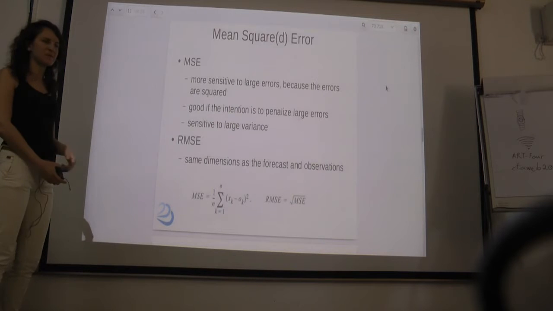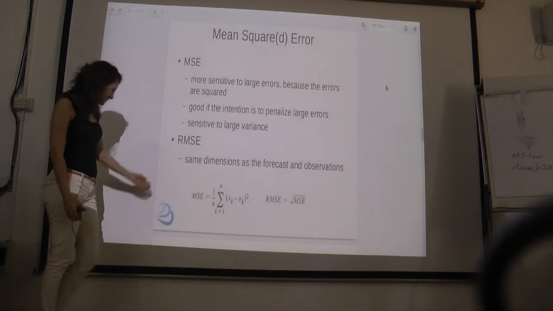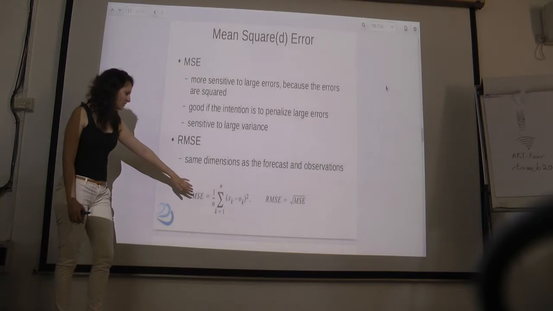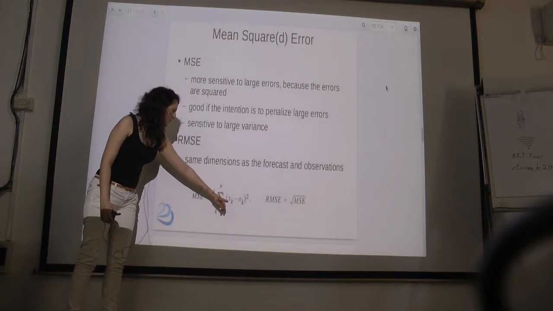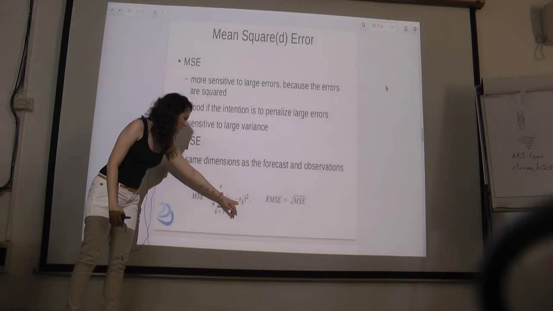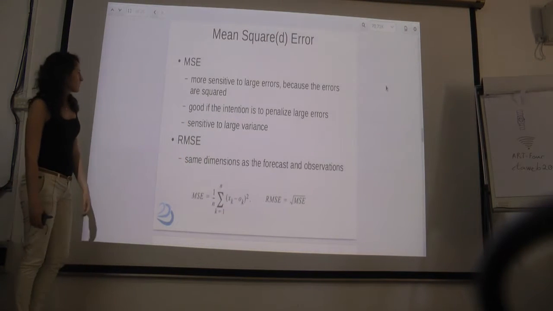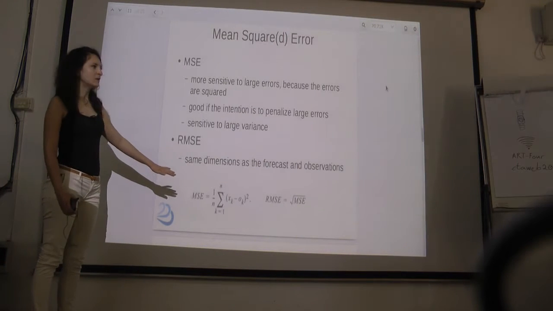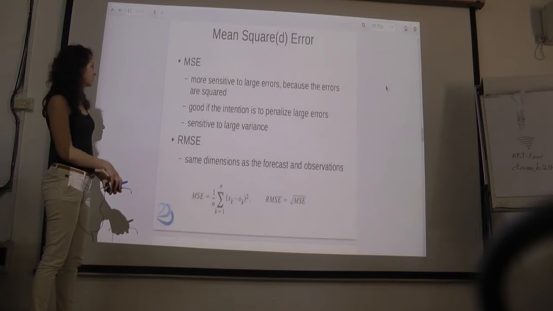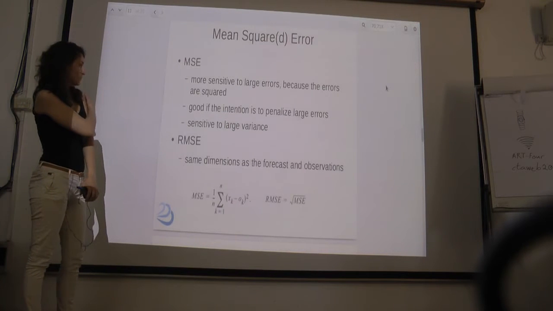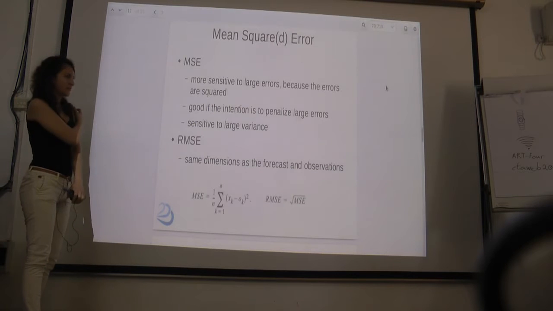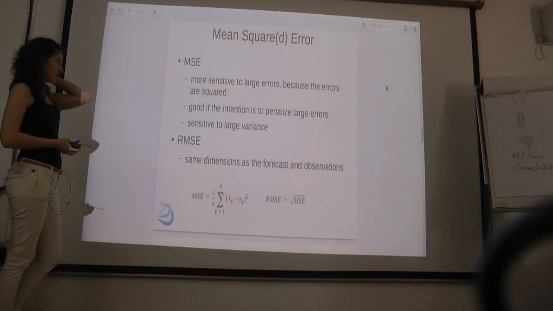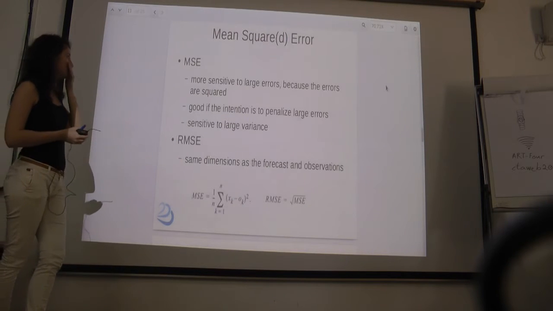Okay, so back to the error. So the mean square error is again the average over your time series of your forecast minus your observation squared. So this has the dimension of the square of your forecast or observation. So you have sort of different units of it.